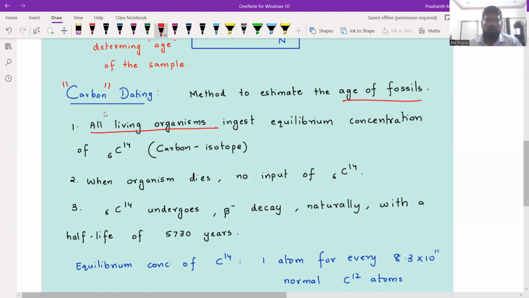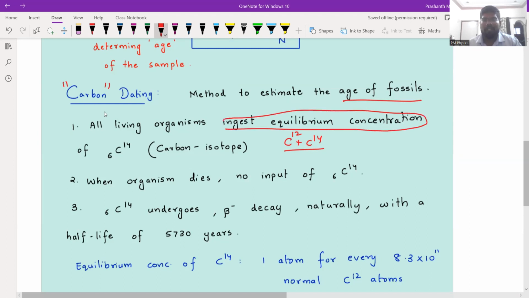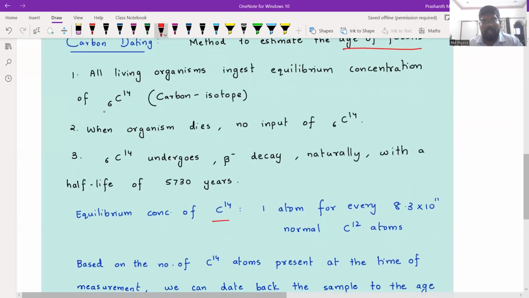All living organisms, what do they do? They'll be breathing, they'll be eating. All the things are continuously going on, a cycle, right? Whenever you're eating, you're not just eating carbohydrates which have carbons. With the carbons, not only C12 will come, C14 also will be consumed. All living organisms ingest carbon, and they will maintain this quantity in equilibrium. C14 will be maintained whenever something is alive. Generally, any living organism will have one C14 atom for every 8.3 into 10 power 11 C12 atoms when it is alive.